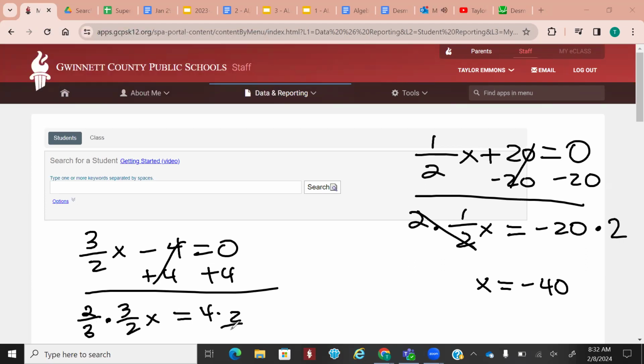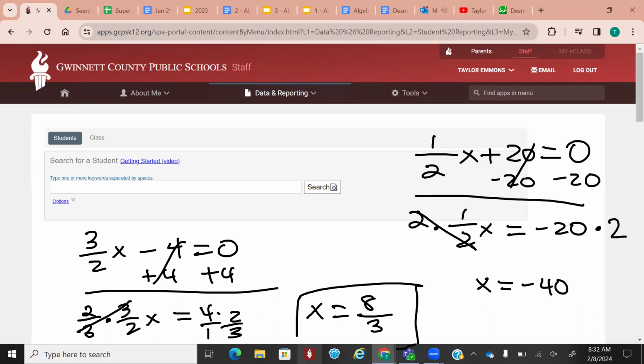2/3. Okay, now this is where everybody starts freaking out. When you multiply by a fraction, this cancels. And then 4 times 2 is what? 8. So we got 8 in the top. And in the bottom, we just have this 1, right? So 1 times 3 gives us 3. So this is x equals 8/3.